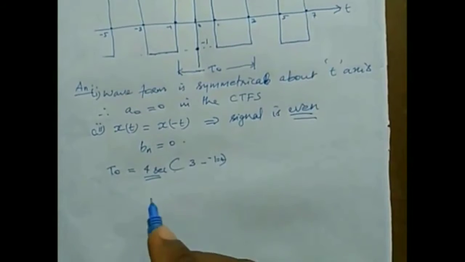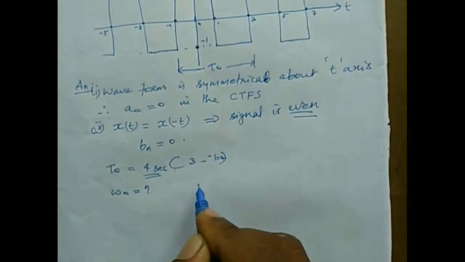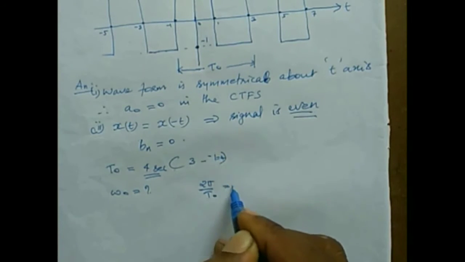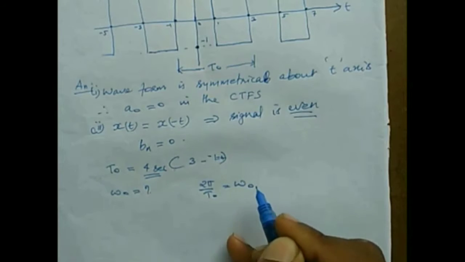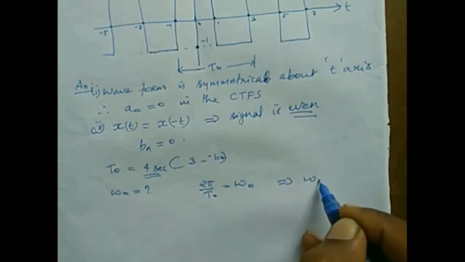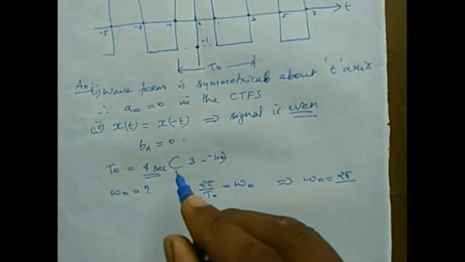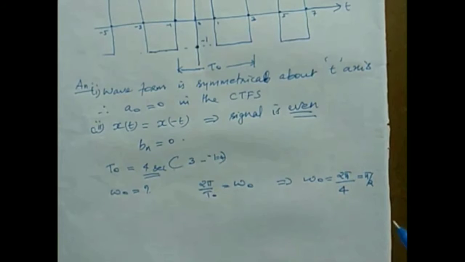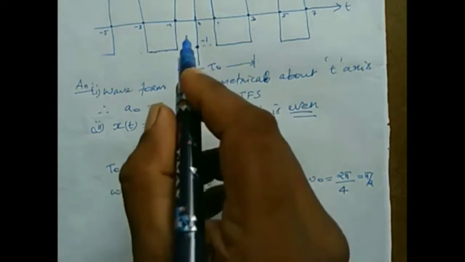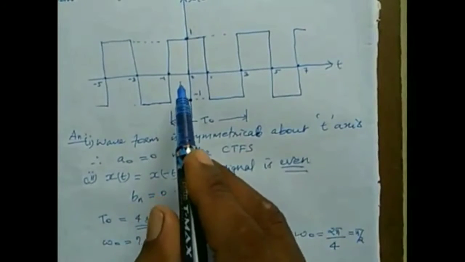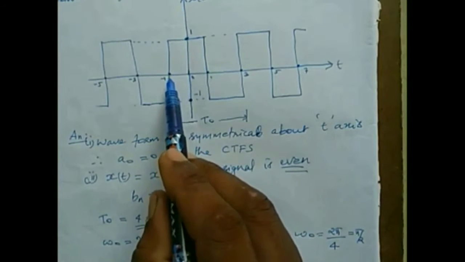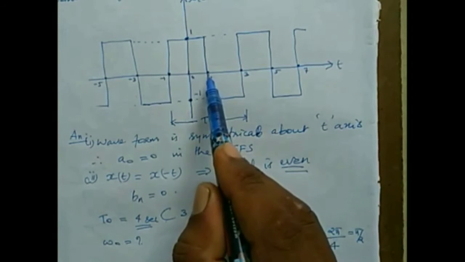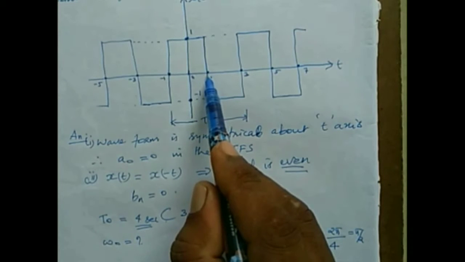Then what will be omega 0? We know that 2 pi by T0 is equal to omega 0. This implies omega 0 is equal to 2 pi by 4, which is pi by 2. Omega 0 is equal to pi by 2 here. And what about the given signal x of t? x of t is 1 if the time varies from -1 to 1, and x of t is equal to -1 if the time is from 1 to 3.